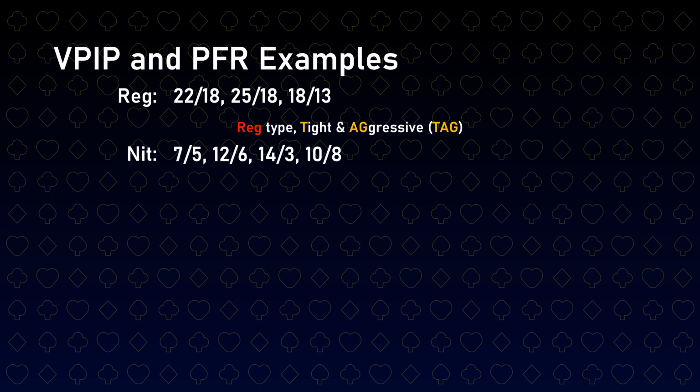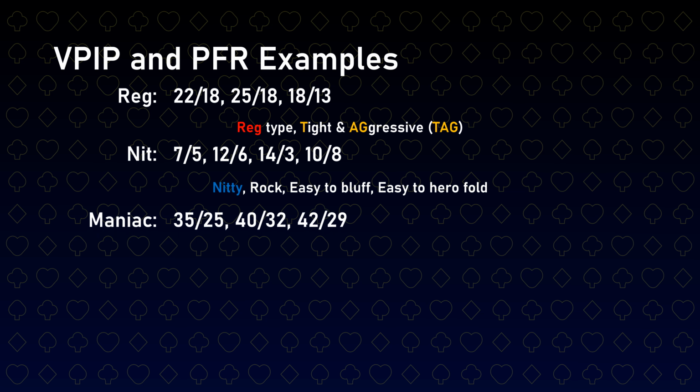Next there are nits, sometimes referred to as rocks. They are playing too few hands, which indicates they are only playing premiums. Their PFR can vary, as some nits like to limp aces and kings as a trap, whilst others hate getting their aces cracked, so will overplay them pre-flop. This player type is easy to bluff on flops that do not hit their range, and easy to hero fold top pairs versus aggression.